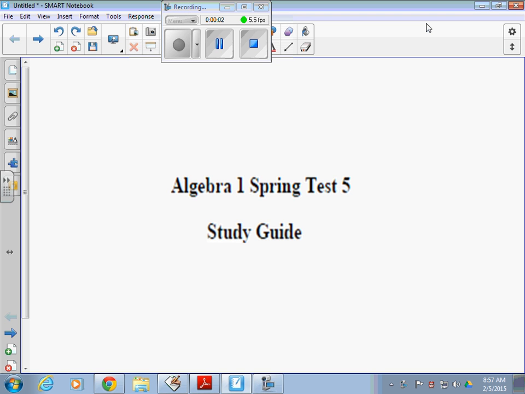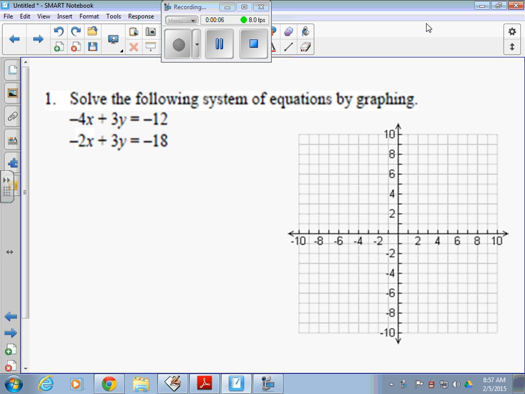This is Algebra 1 Spring Test number 5 study guide. Number 1 is solve the following systems of equations by graphing. Remember, this is what we learned earlier in the week. We moved on to substitution after, which is a much more reliable method, but we need to understand this method first.